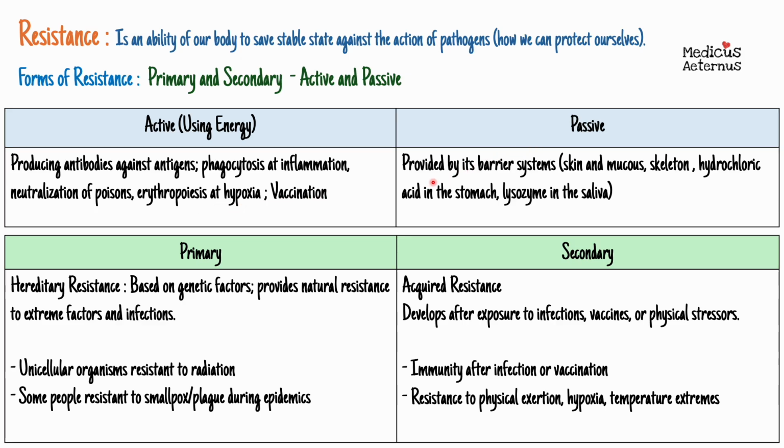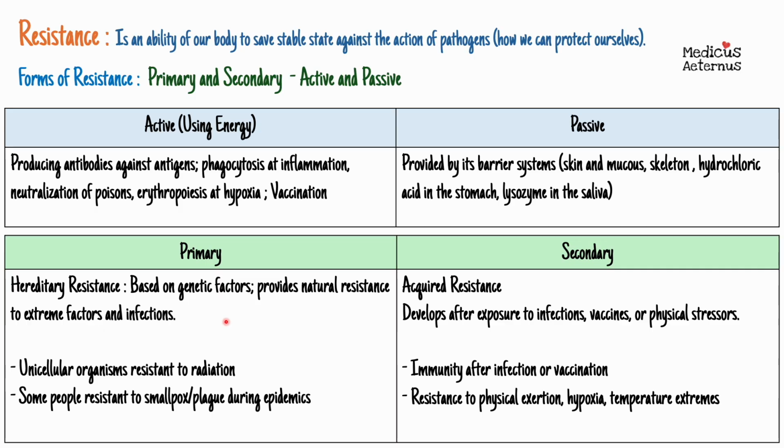The passive way is provided by the barrier systems: skin, mucous membrane, skeleton, hydrochloric acid in the stomach, lysozyme in the saliva. About the primary and the secondary resistance, the primary one is hereditary. It's based on the morphofunctional specifics of the body, owing to which an organism is resistant to the action of extreme factors. Unicellular organisms and worms are resistant to radiation, cold-blooded animals to hypothermia, and so on. Due to hereditary immunity, people are not subjected to many infections typical of animals, and in the period of epidemics of smallpox and plague, some people who were in direct contact with sick people didn't catch the infection.